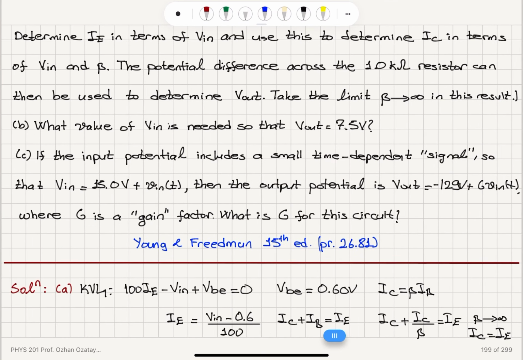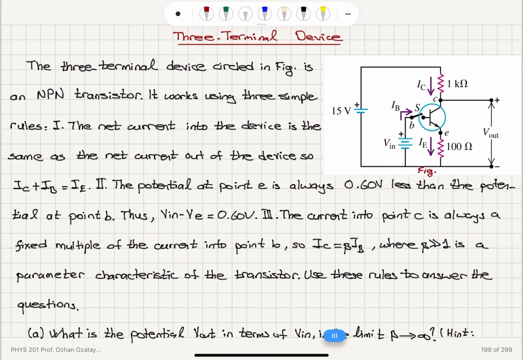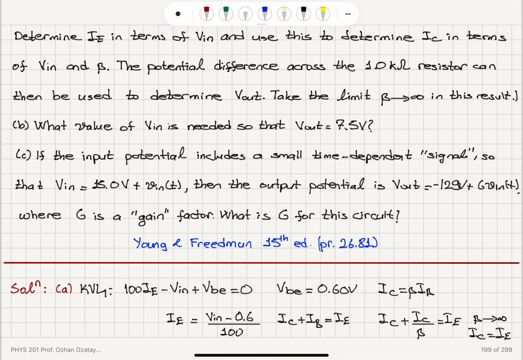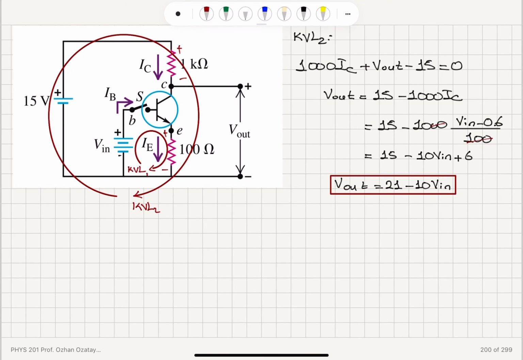This is basically the question in part A. What is the potential V out in terms of V in in the limit beta goes to infinity? Part B, what value of V in is needed so that V out is 7.5 volts?